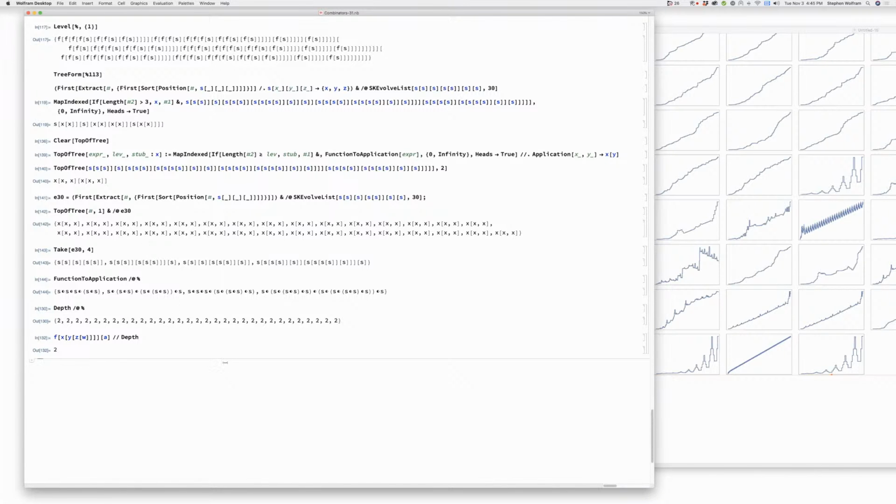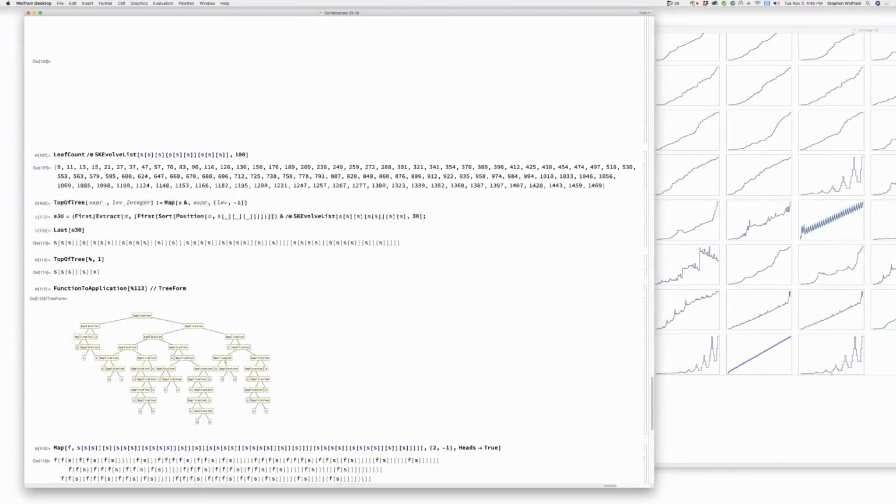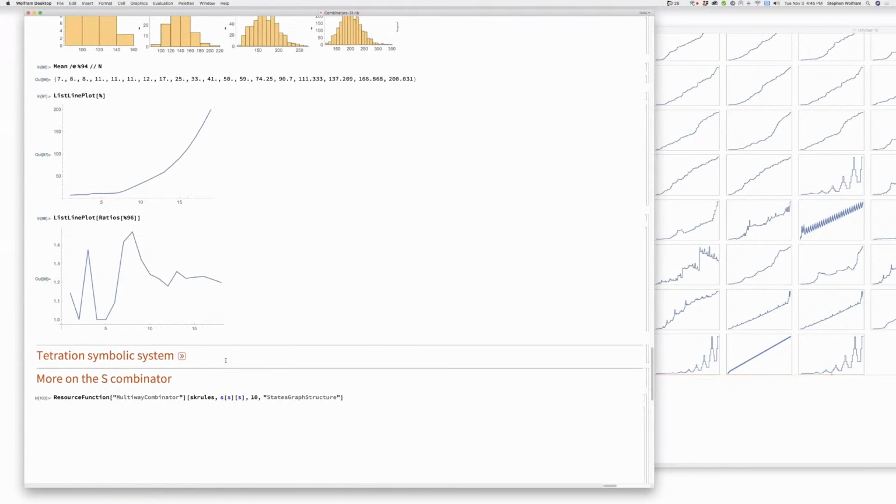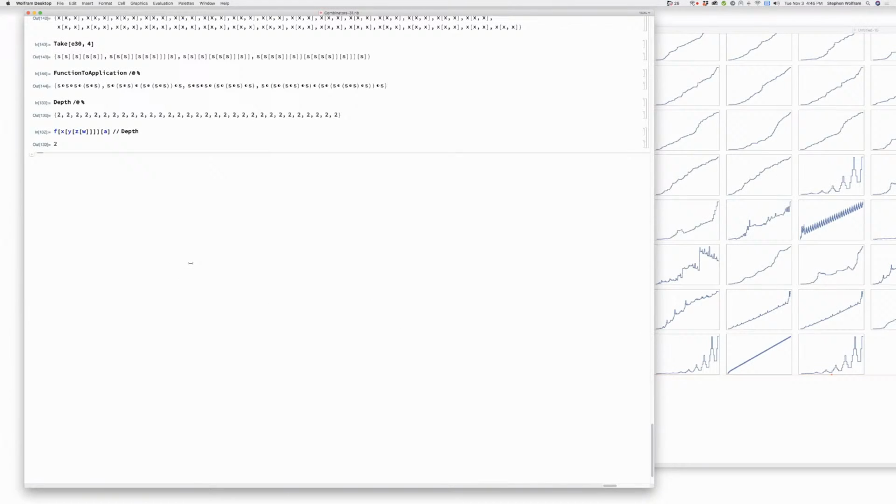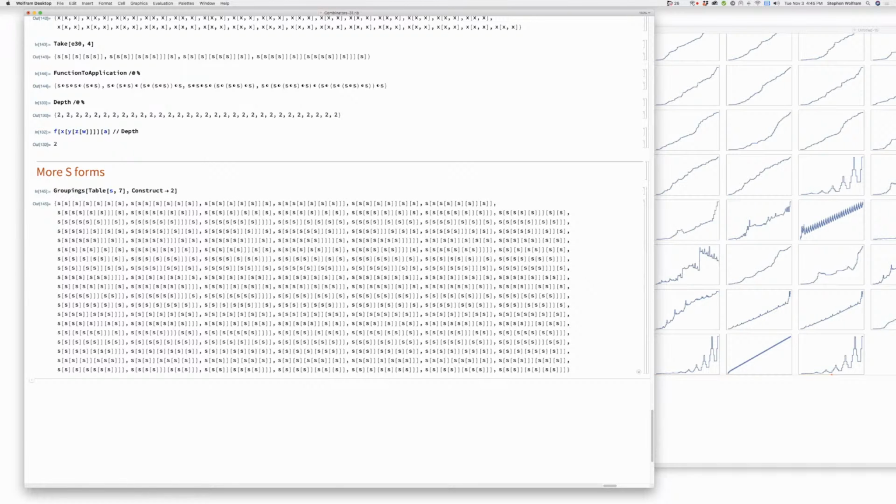Well, let's see. Maybe what I can do, while Mano is trying to figure this out, is look at something else. I'm going to look at additional more S forms. So what I had previously, if I say groupings of S table S7, that was the minimal case that I construct arrow 2. That's giving me all possible S of S things, and only one of these blows up.